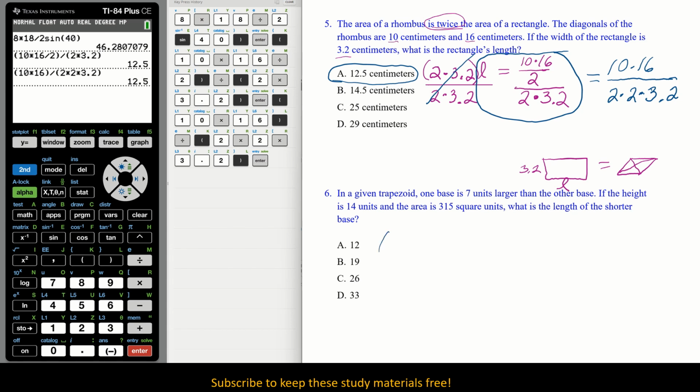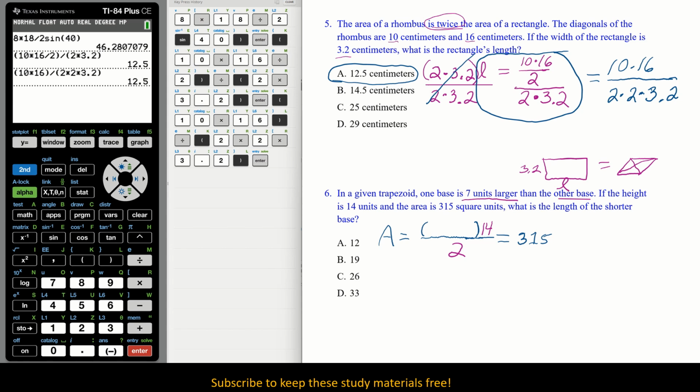We know that the area of a trapezoid, and I'm going to put it over here, the whole thing is going to be equal to 315, right? So we know that the height is 14 and that we have to divide it by 2. We don't have a choice. However, we have a little conundrum here. One base is 7 units greater than the other base.